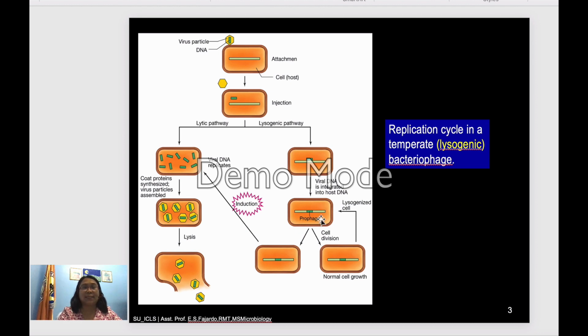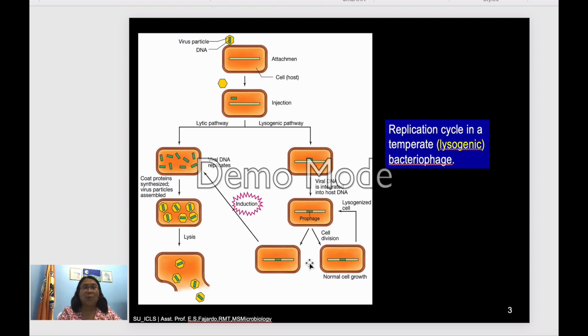As the cell replicates, the genetic material of the bacteriophage is also replicated, such that all new host cells, all new host progenies, carry the genetic material or the nucleic acid of the bacteriophage. That's why it's called lysogeny, because the cell can grow normally. They are not affected. They do not lyse, but inside their genetic material the viral DNA is packaged together.